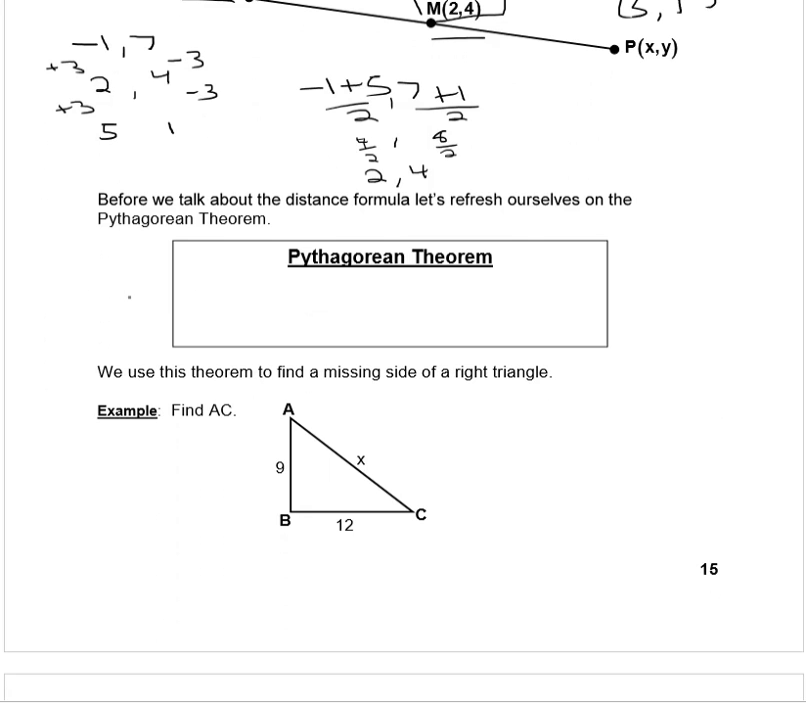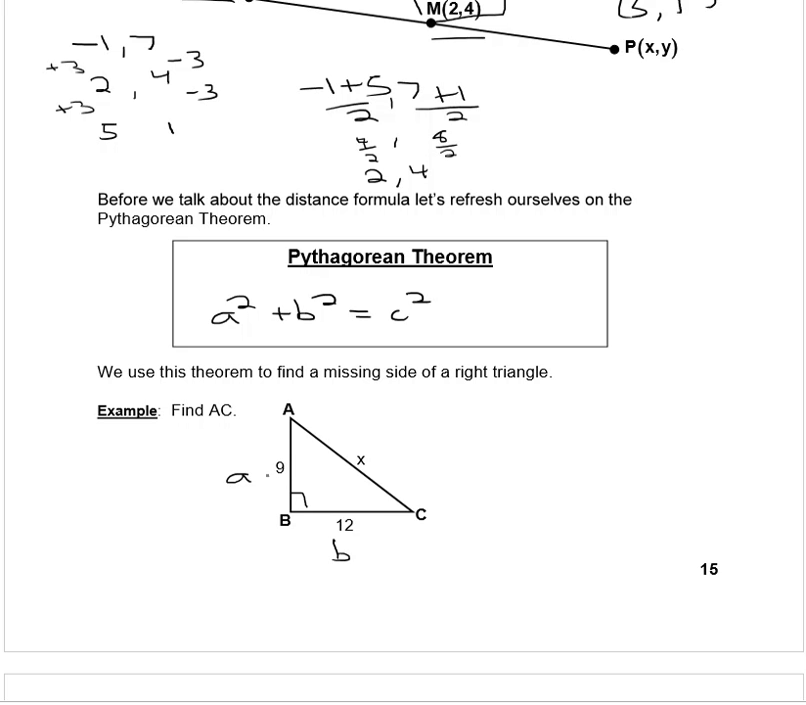So let's review, before I talk a little bit about using the distance formula, let's talk about the Pythagorean theorem. So the Pythagorean theorem says a squared plus b squared equals c squared. What that means is, here's a right triangle, and we can only use the Pythagorean theorem with a right triangle. So the two legs, or the two sides that are adjacent to the right angle, so that would be A and B, we call these legs. And A and B are interchangeable.